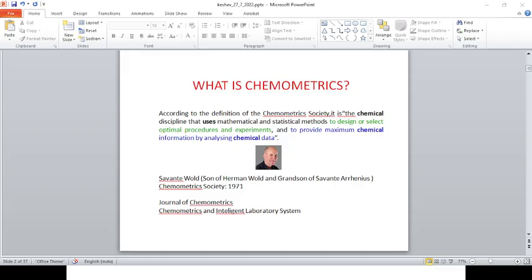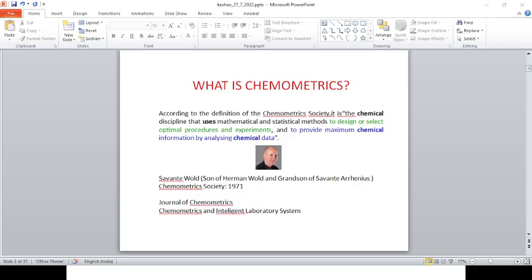If you do a web search, you will find a number of definitions. More or less, all of them say the same thing. But in our community, the Society of Chemometrics, we have come up with this definition that you will also see in the magazine named Chemometrics and Intelligent Laboratory Systems. There we define chemometrics as a chemical discipline that uses mathematical and statistical methods to design or select optimal procedures and experiments.